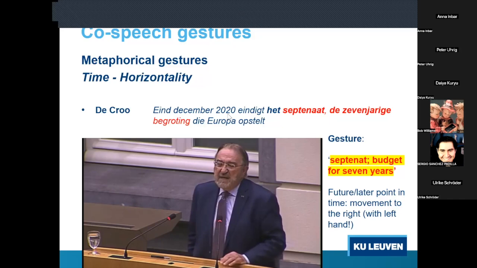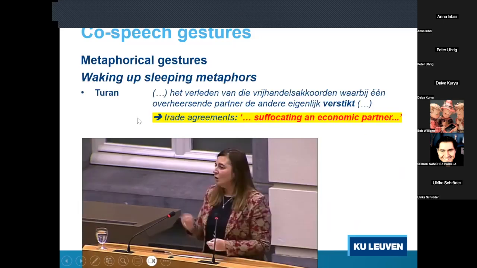And the last example of metaphorical gestures is what I call waking up sleeping metaphors. Because one question in linguistics is, to what extent do we still activate the literal meaning when we use a metaphor, both in verbal terms, but also in gestural terms? And this is a very nice example because the topic she is addressing here is trading agreements between Europe and other partners. And at a certain point, she says, well, one has to be careful because it quite often is the case that one of the partners in such agreement is far too dominant and might suffocate the other economic partner. Just have a look.